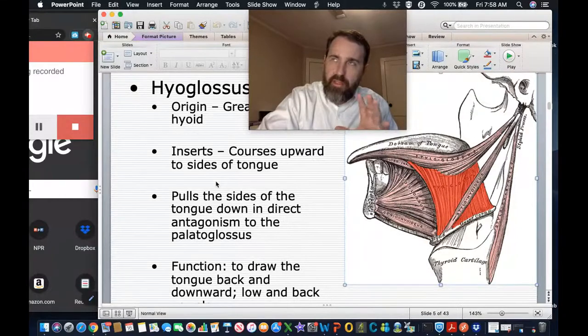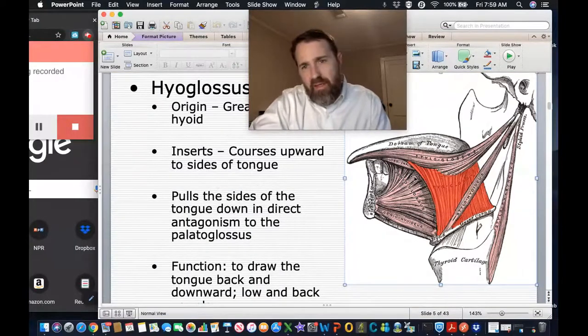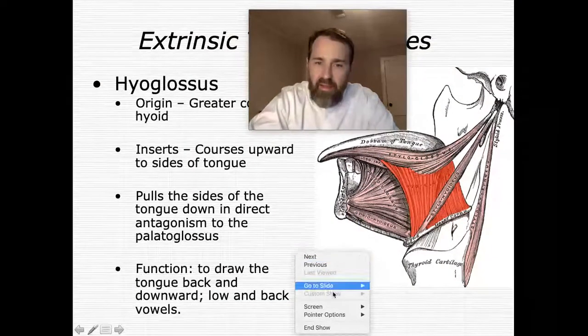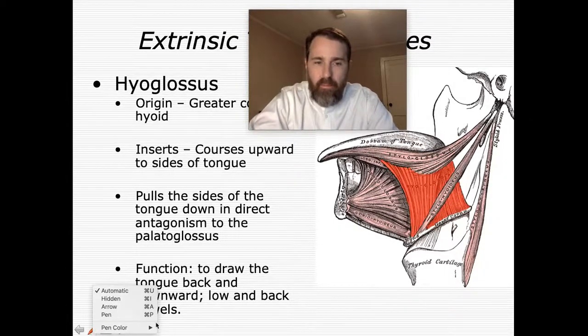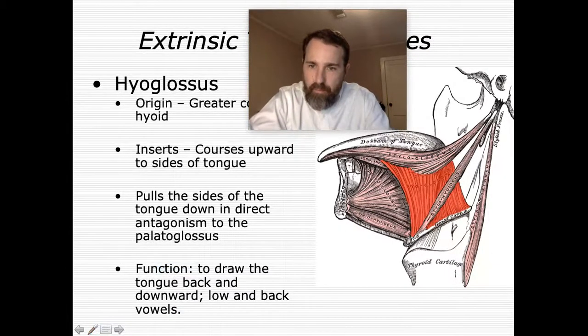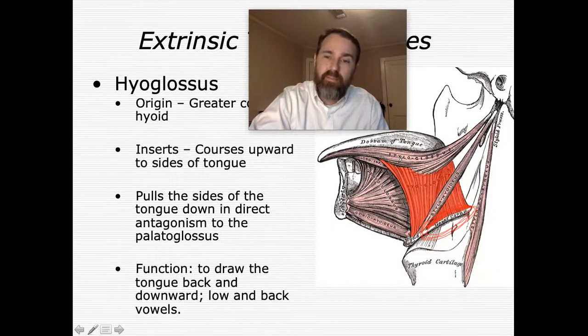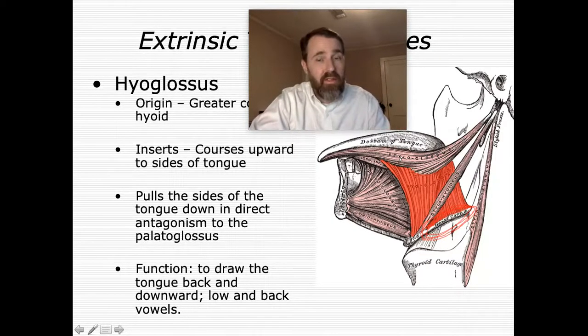So the next extrinsic muscle of the tongue we're going to talk about is the hyoglossus. Looking down here at this image of the hyoglossus, you can see that the hyoglossus originates on the greater cornu of the hyoid bone, and then it courses superiorly to insert into the sides of the tongue. So hyoglossus runs from the hyoid to the glossus, which is the tongue.